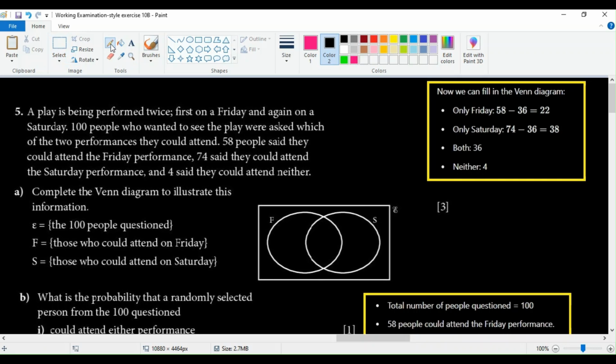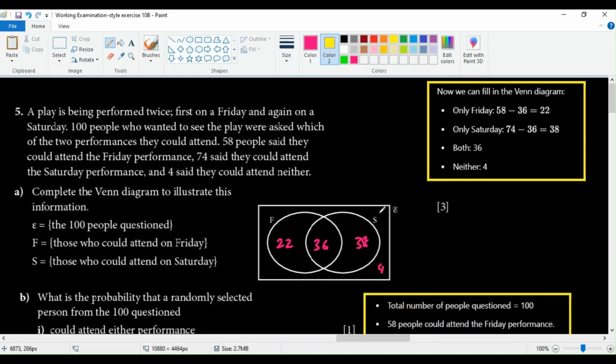So what I will do is, first of all, I will write those who are not attending either, it's going to be 4 over here. That means 22 plus 36 is going to be 58 altogether for the Friday. So when you add 22 plus 36 it gives you 58, something like this. And the remaining one for Saturday is going to be 38. This is how you can get 3 marks for this part of the question.